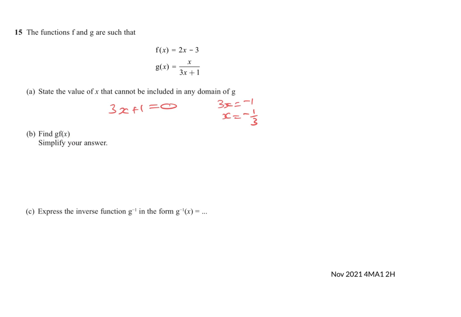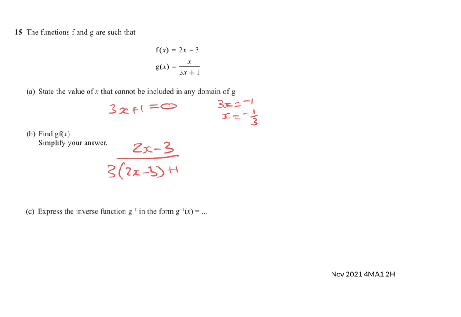Second part is find g of f of x. That's how we would read that. Find g of f of x. So what we do is we take our f of x function and we put it into g. So wherever we see x in our g function, we put 2x minus 3 into it. Then we rearrange it and simplify. So our starting point here would be 2x minus 3 over 3 times 2x minus 3, plus 1.